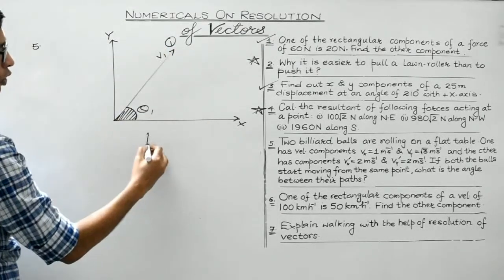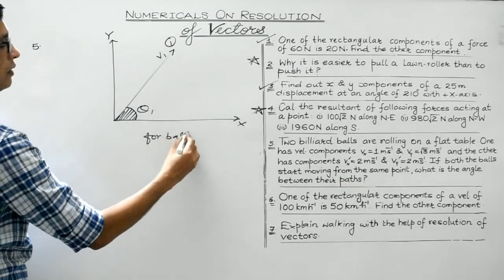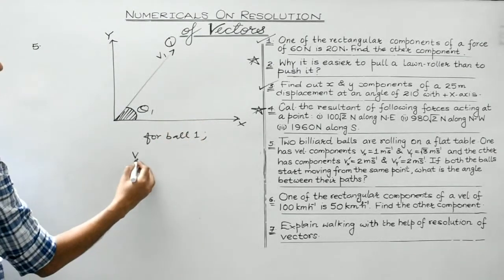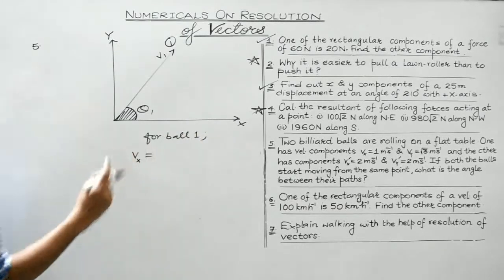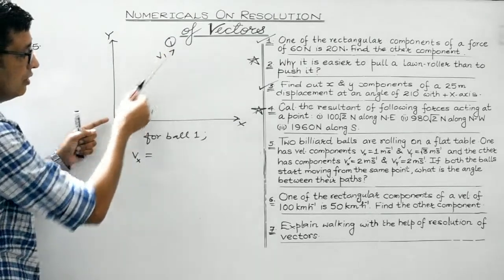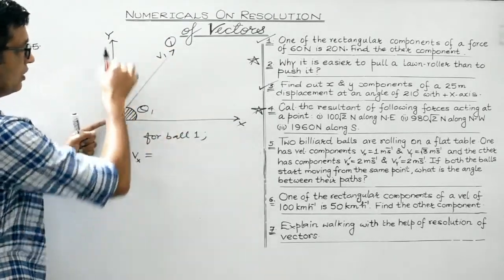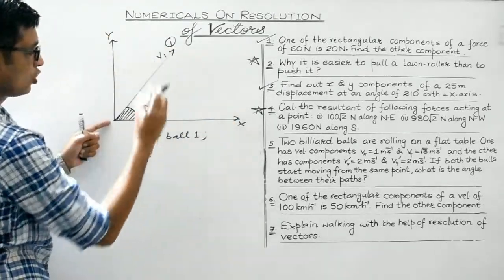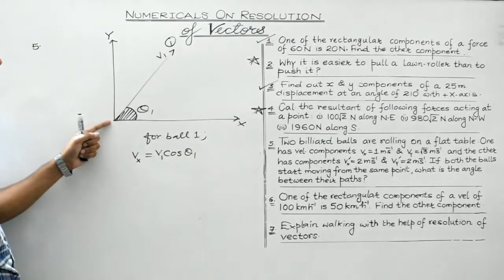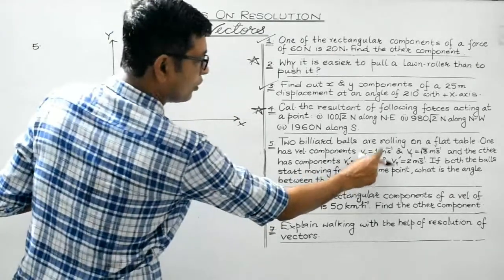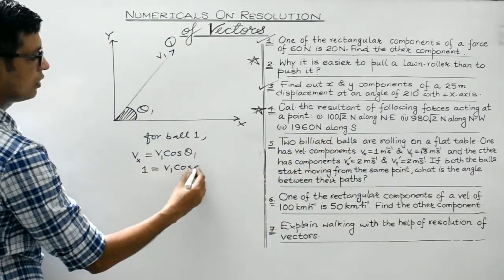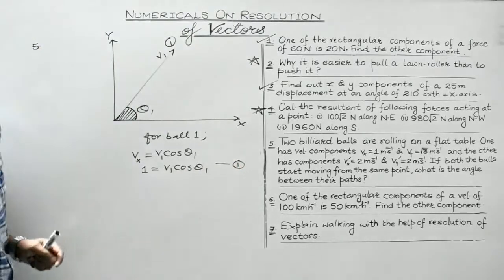So for ball 1, its component along the horizontal direction: V1 is to be split into two components. Along the horizontal direction, its component would be V1 cos theta 1. Now Vx, its component, is given to be 1. So 1 would be equal to V1 cos theta 1. Put this as equation 1.